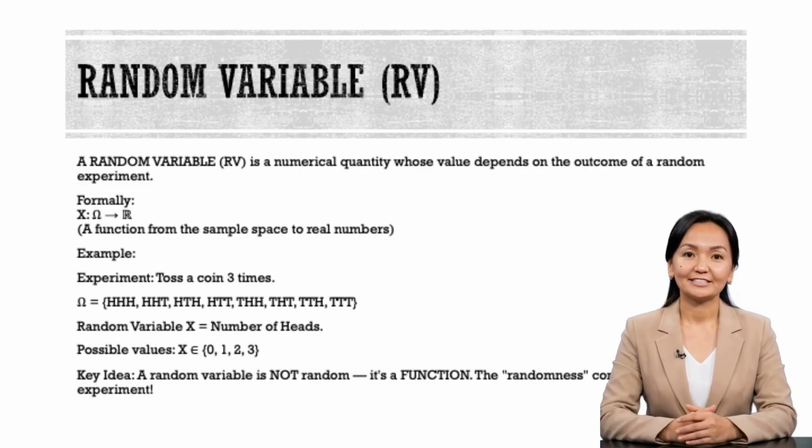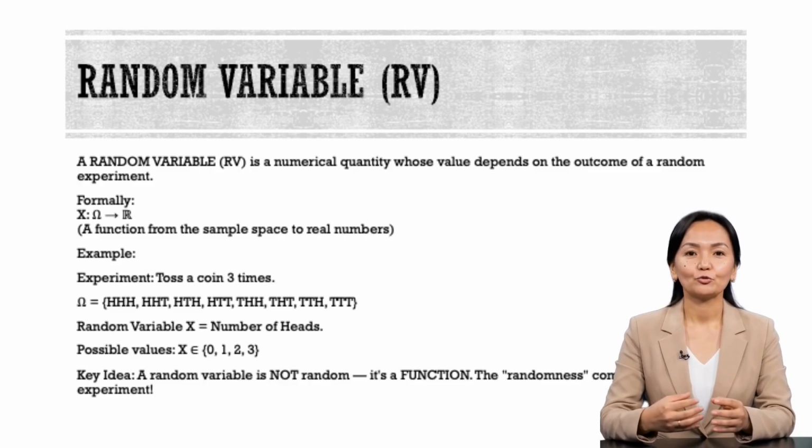A random variable is a numerical quantity whose value depends on the outcome of a random experiment. Formally, it's a function X that maps the sample space Omega to the set of real numbers.